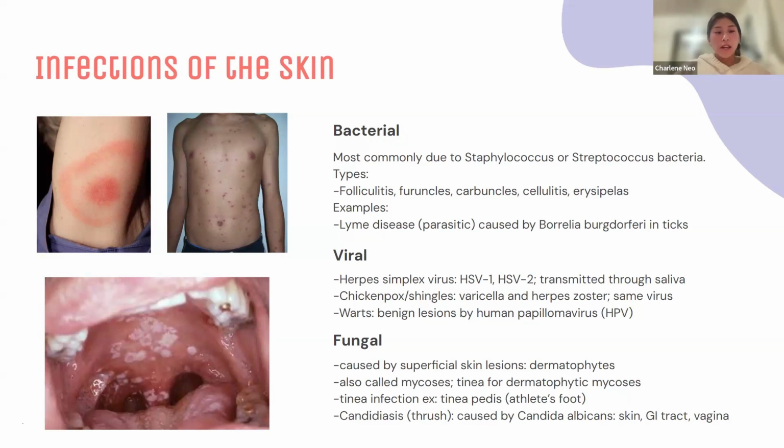So on the left upper hand photo, I have an example of Lyme disease, which is also a parasitic infection, and this is caused by the Borrelia burgdorferi bacteria that's found in ticks.